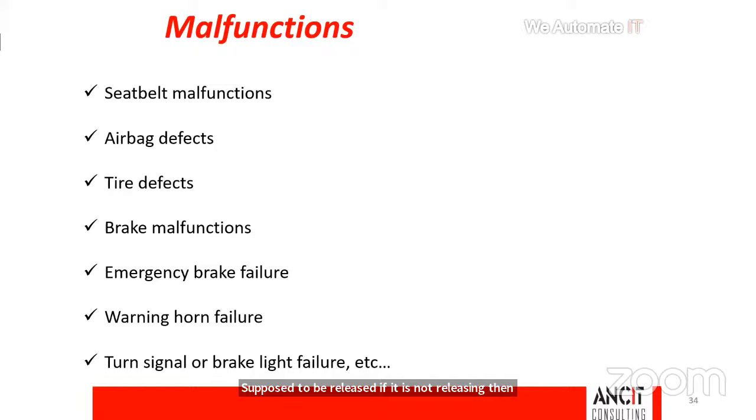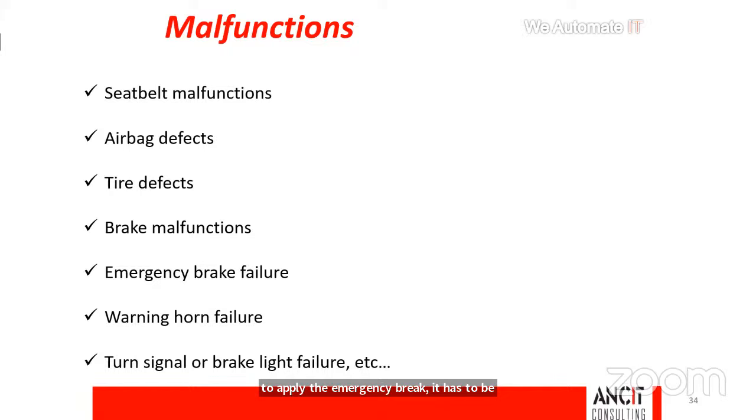Tire defects. Okay. You could see some kind of sensors in the tires that report the pressure of the tire, the air quantity of that. If it is not providing any data, or if it is providing some kind of wrong data, then it will be considered a tire defect. And brake malfunctions: when we apply some kind of pressure to the brake, it is supposed to work, right? If it is not working, then we'll call it a brake malfunction. And emergency brake failure: when you apply the emergency brake, it is supposed to stop.